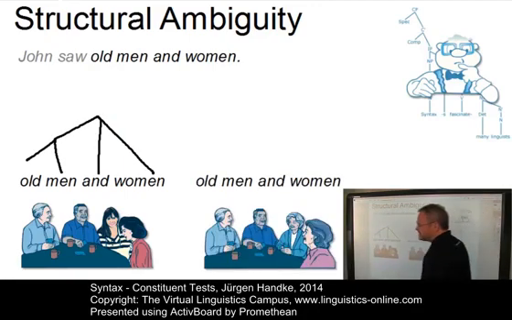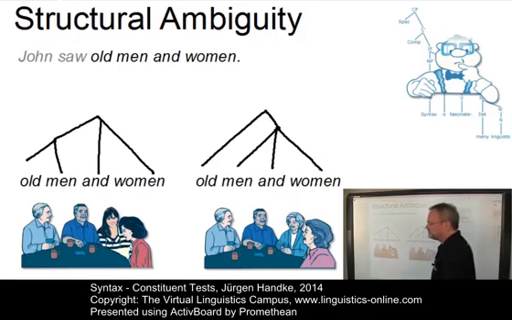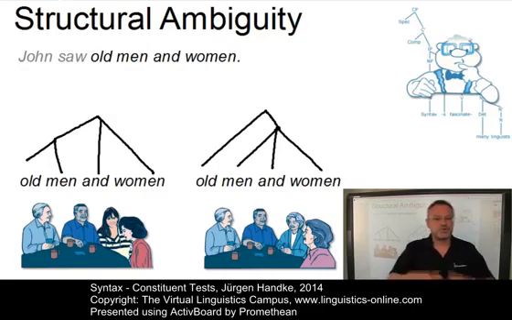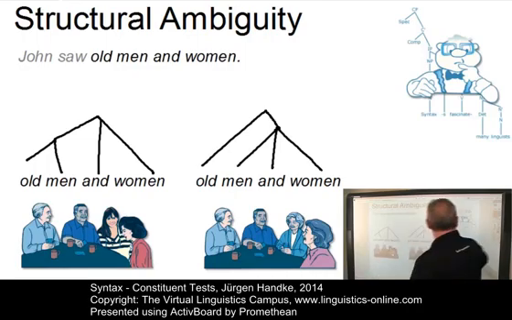In the second case, where everyone is old, we have "men and women" that build somehow a constituent, and at a later stage they are conjoined with "old". So cases like these, which are referred to as cases of structural ambiguity, can most adequately be represented by means of a constituent analysis. But how do we arrive at such constituents?